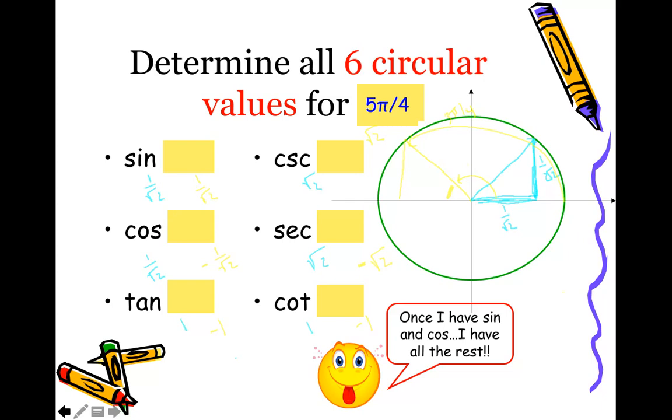What about 5 pi over 4? This is 4/4, and one more is 5/4. The reference angle is still pi over 4, the reference arc, whatever you want to refer to it as. Now they're both going to be negative. So you're going to have negative 1 over root 2, negative 1 over root 2, positive 1. This will be negative root 2, negative root 2, and positive 1 again.